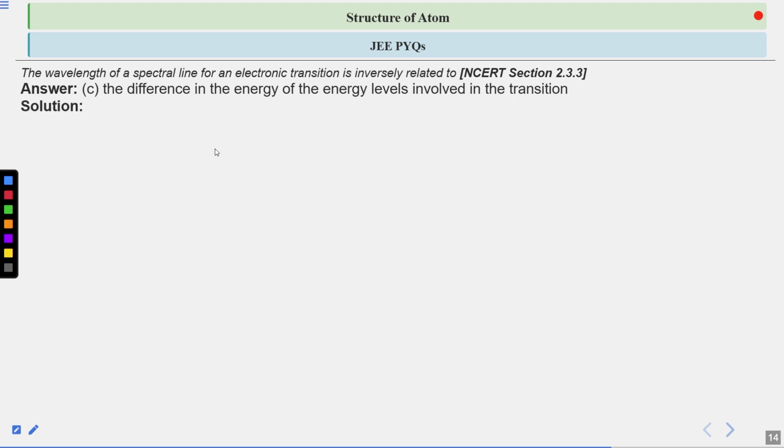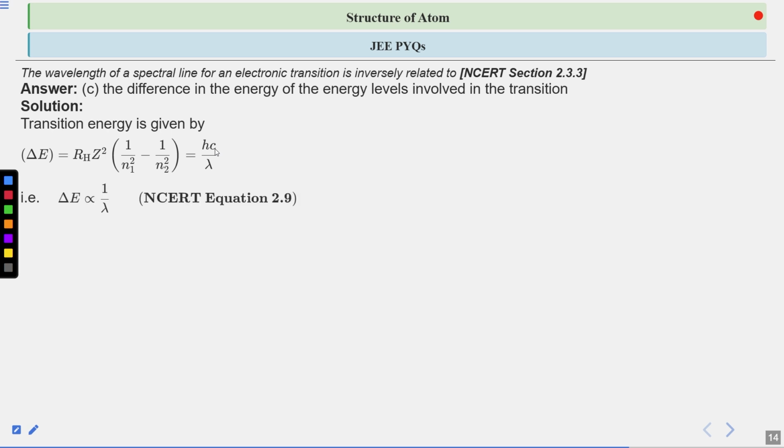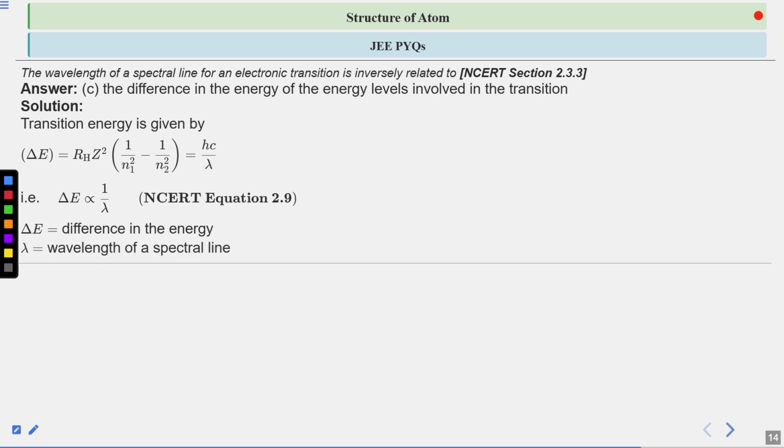So why is it true? The transition energy is given by 1 by lambda equals RH Z square into 1 by n1 square minus 1 by n2 square. So here is your wavelength and here is your difference in energies. Now we can see very clearly that the difference in energy is inversely proportional to the wavelength. Where delta is the difference between two orbits, and lambda is the wavelength of the spectral line. Therefore, the correct option will be C.